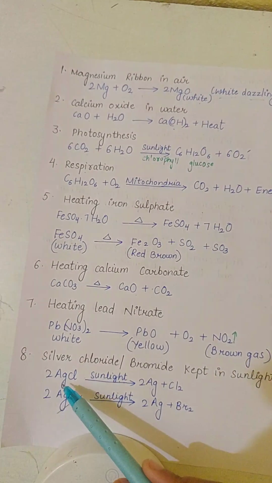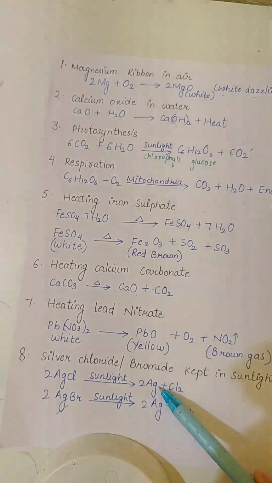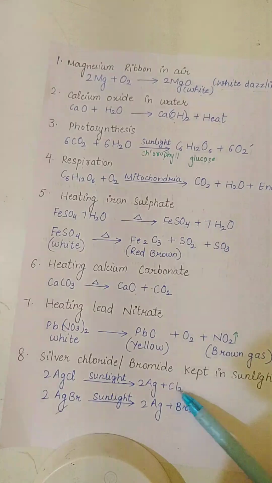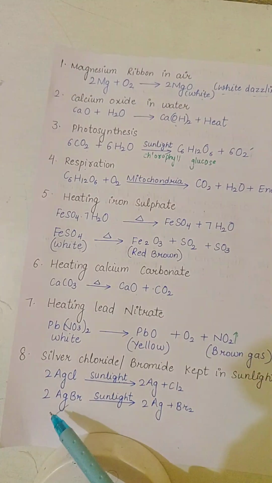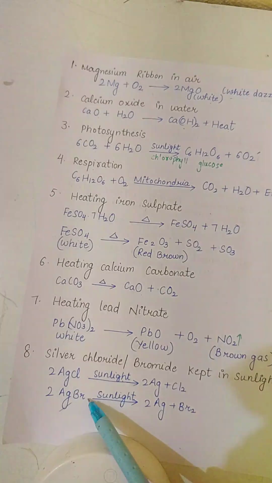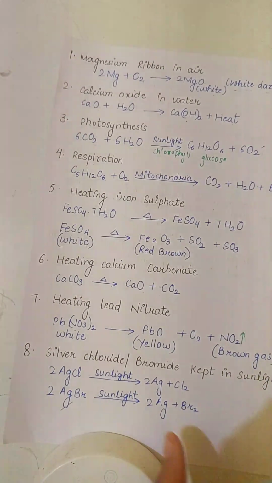AgCl, which is silver chloride, when kept in sunlight, Ag plus Cl2 is formed. Ag is silver and Cl2 is chlorine. And next reaction is when silver bromide is kept in sunlight, silver plus bromine is formed.